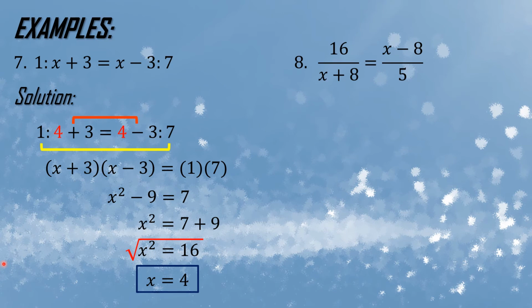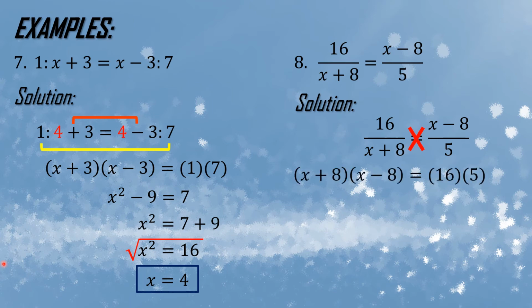Example: 16 over x plus 8 is equal to x minus 8 over 5. So dito, since naka-fraction, i-apply natin yung cross multiplication. Simulan natin sa may mga variable x. So magiging x plus 8 times x minus 8 equals 16 times 5. Again, parang multiplication kapag ginagamit natin, or ang lesson natin is about the proportion.